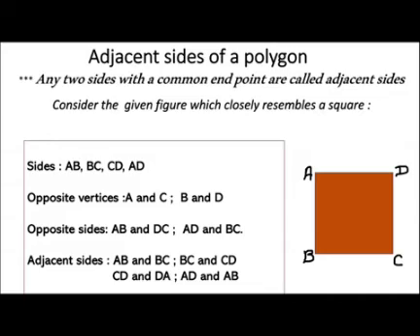Which is the last pair? It is AD and AB, or DA and AB. So these two sides share the common vertex A. So you have four pairs: AB and BC, B is the common vertex. BC and CD, C is the common vertex. CD and DA, D is the common vertex. AB and AD, A is the common vertex. Do you all agree, children? Okay. So let's move on to the next one.